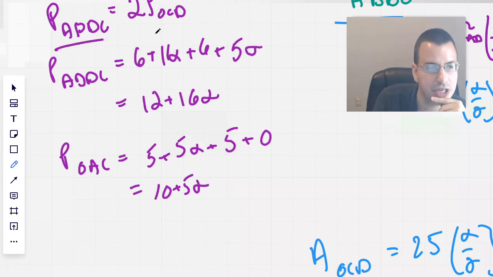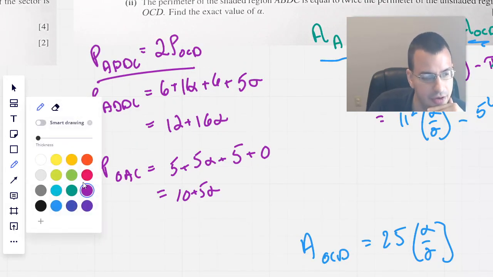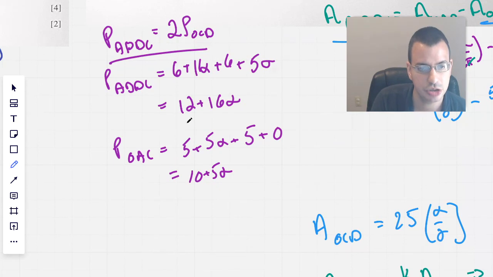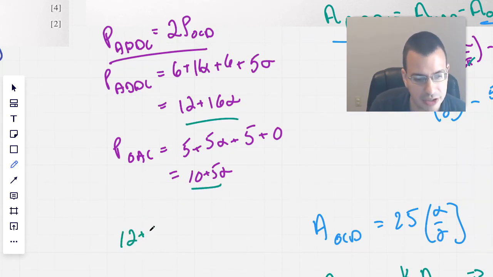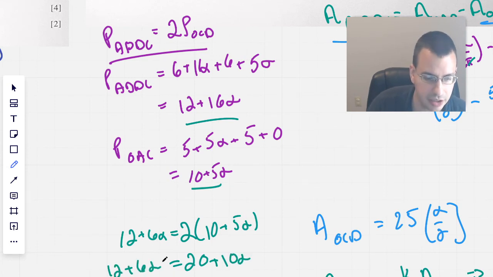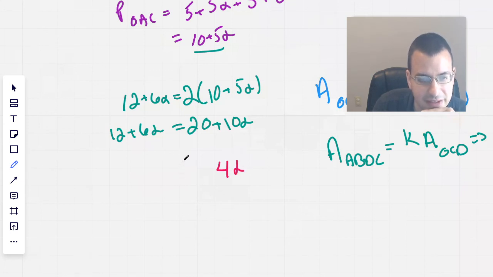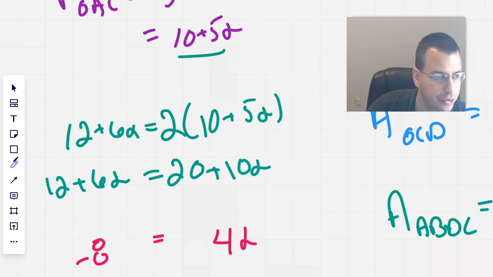We are given the information here that the perimeter of the second half is twice the perimeter of the first half. And so we can use that equation. So we have this, we have that. We have 12 plus 6 alpha equals 2 times 10 plus 5 alpha. We have 20 plus 10 alpha. Write this again just for clarity. Okay, so now moving things around using red, we'll have 4 alpha on this side, and we have, this feels wrong, negative 8 over here. So this is where I went wrong.